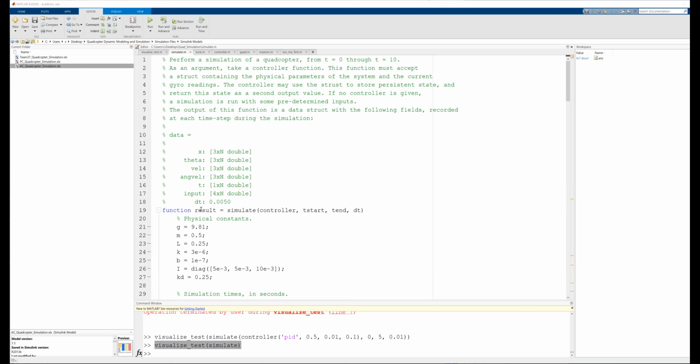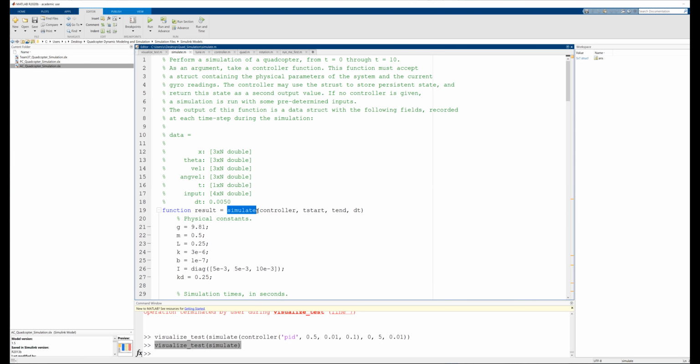So first is simulate, and it can do multiple ways. It can take a controller, it can run without a controller. So first we are going to run it without the controller, and later we are going to run it with the controller.